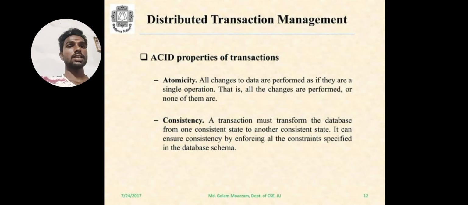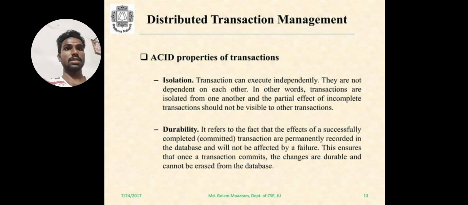Consistency. A transaction must transfer the database from one consistent state to another consistent state. It can ensure consistency by enforcing all the constraints specified in the database schema.